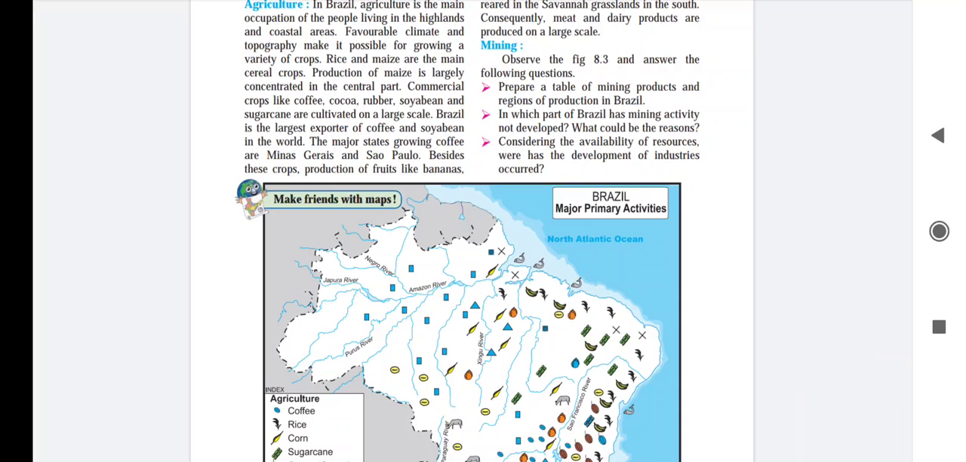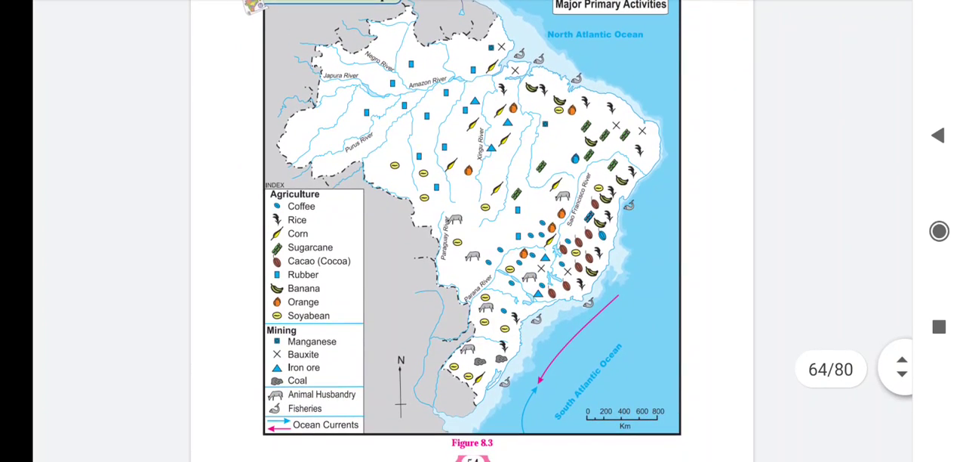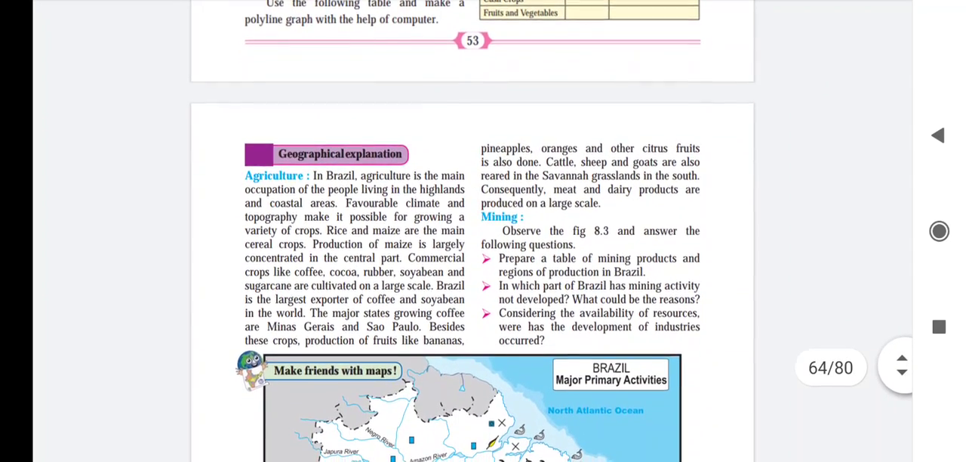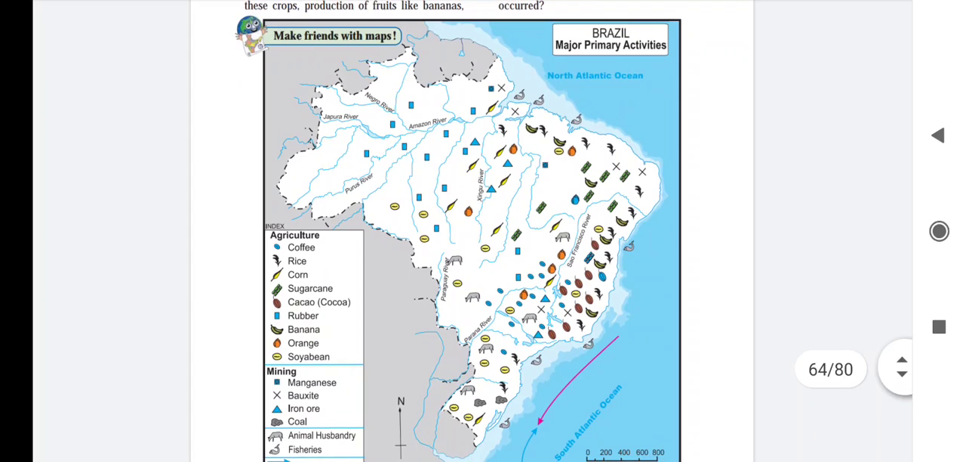Next is given: considering the availability of resources, where has development of industries occurred? Considering the availability of resources, we can say that on the southeast side, industries are well developed.